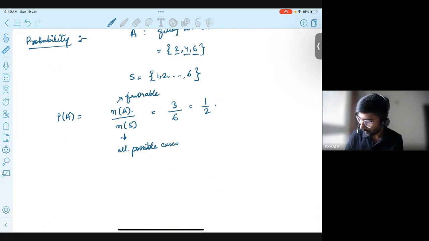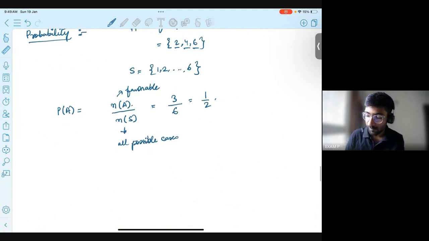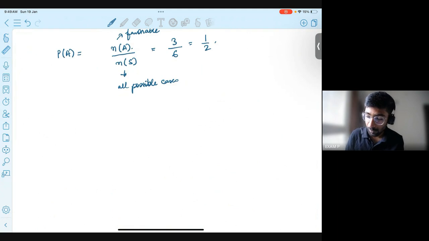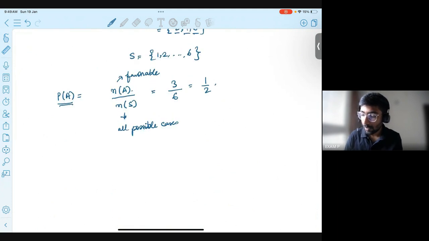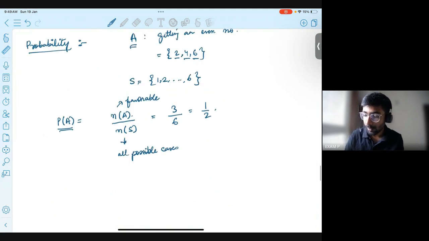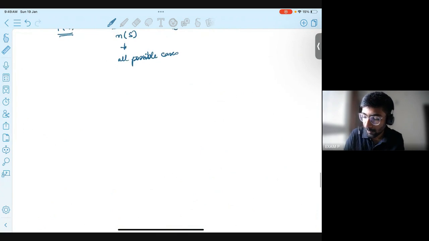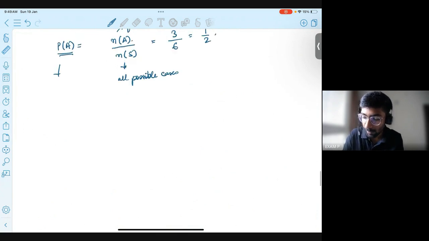If you make it more simple, then in the numerator you just count the number of favorable cases, and in the denominator you have all the possible cases. Now, for something to be a probability number, so this is a number. So now we have attached some number using this probability to this event A. And when do you call that probability valid? This probability should be between 0 and 1 strictly.